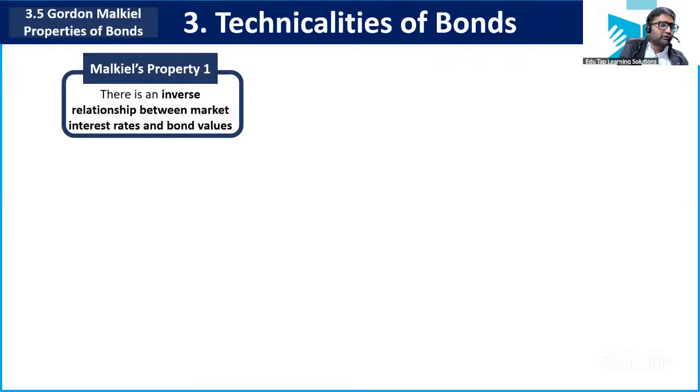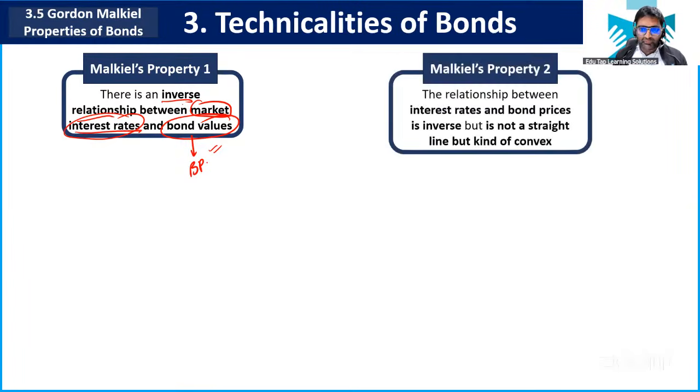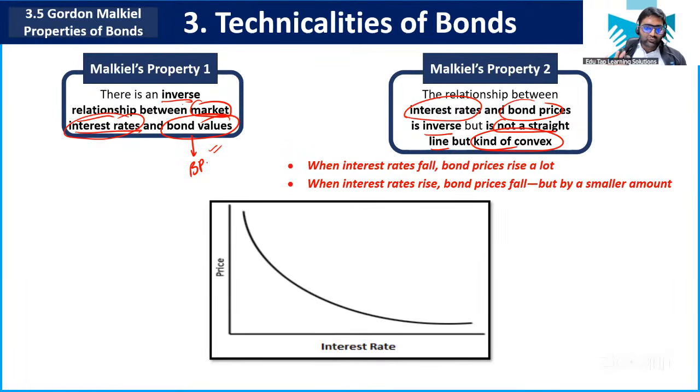First property is something that you already know. There is an inverse relationship between market interest rate and bond values. Bond value in the sense bond price. Do we not know that market interest rate and the bond price have an inverse relationship? If the interest rate in the market increases, then we will have a decrease in the bond price, right? We already know this first property, done for us. Second property is that the relationship between interest rates and bond price is inverse, but it is not a straight line, it is convex.